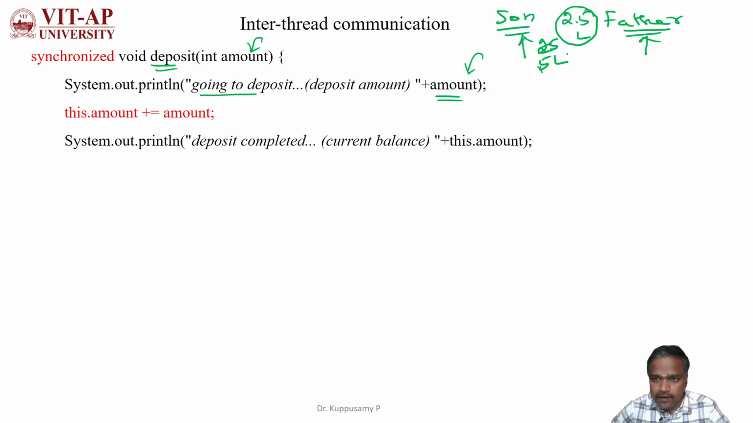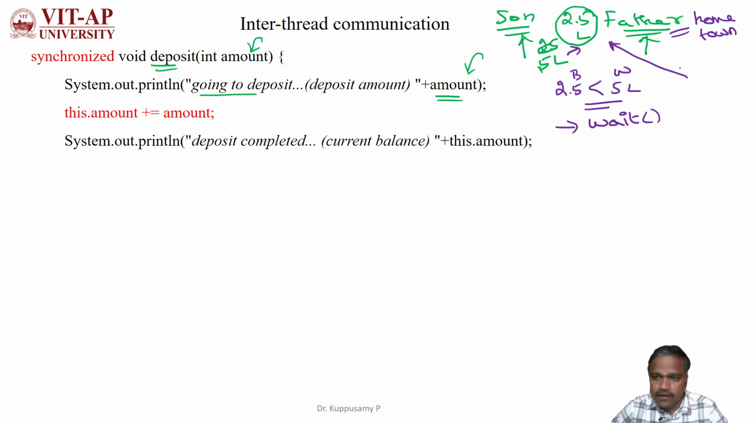So now it checks the balance. The balance amount is 2.5 lakh, but the withdrawing amount is 5 lakh. So here the withdraw method introduces the wait state. Then it informs the father, who is depositing the amount from the hometown. So he is depositing the amount into the account, and that should be given here.